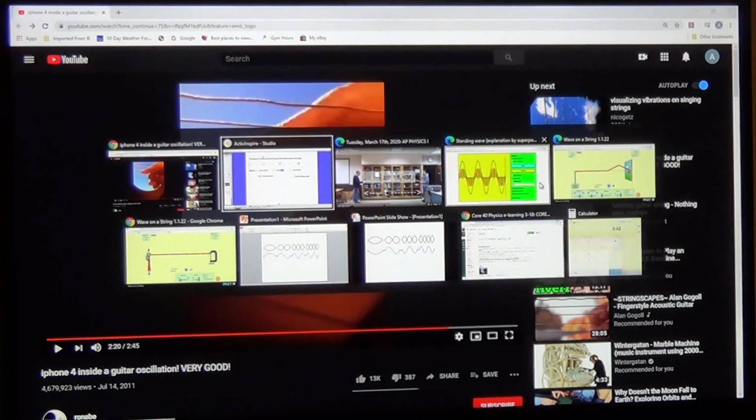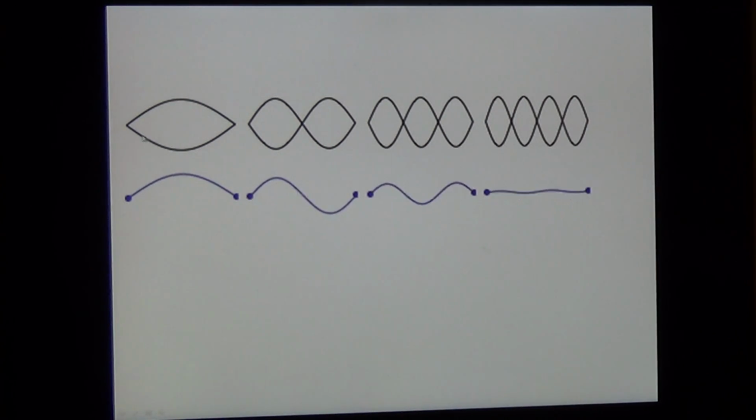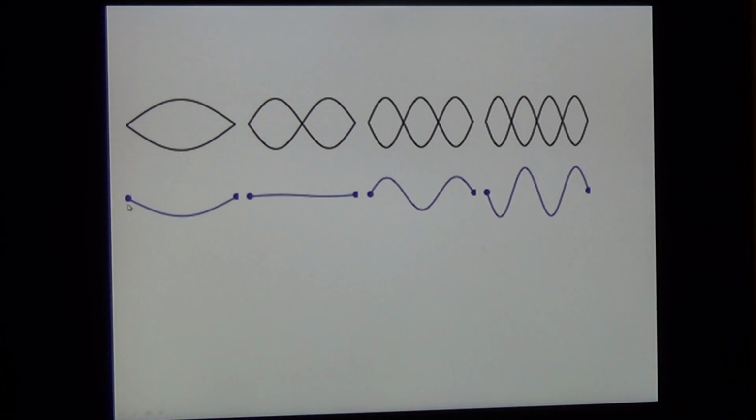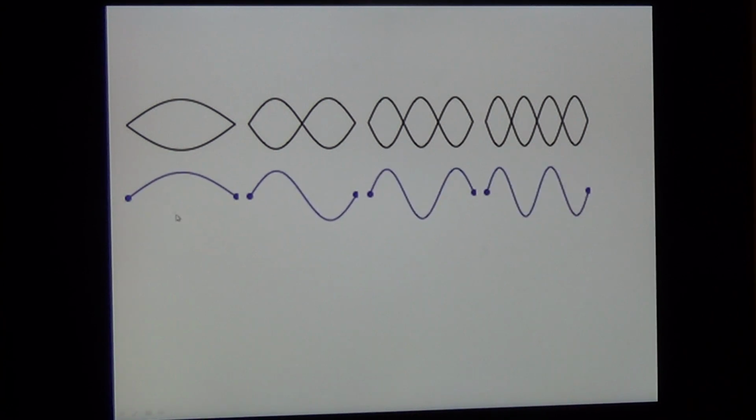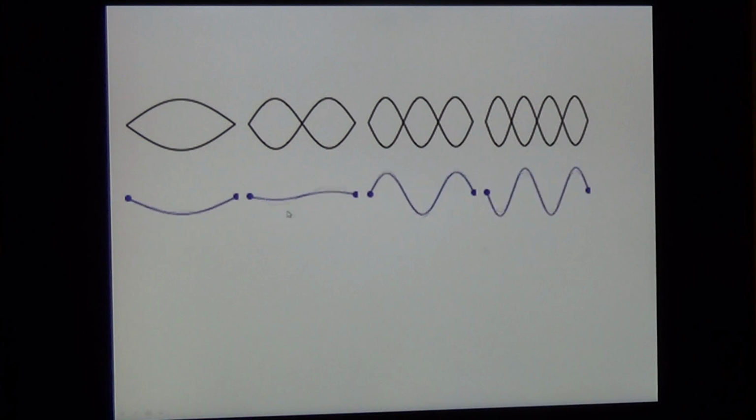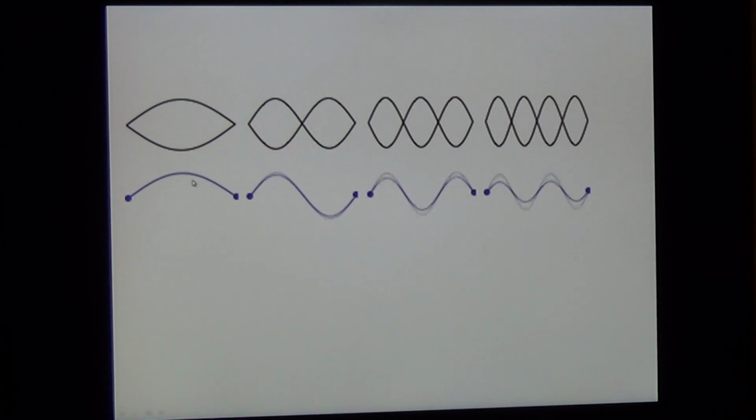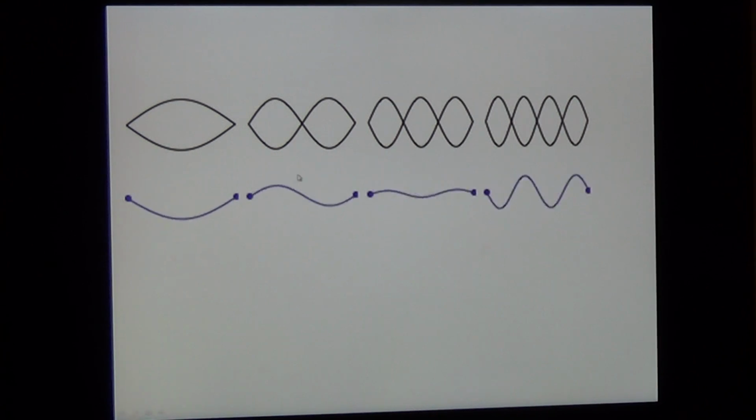So what we're going to take a look at next is just one other example. Here we've got the exact same length string, but we're playing the different harmonics. So this would be the first harmonic, also called the fundamental frequency, and you see it only has one antinode. Now the exact same length of the string, if you vibrate it twice as fast, you could say this is moving twice as often.